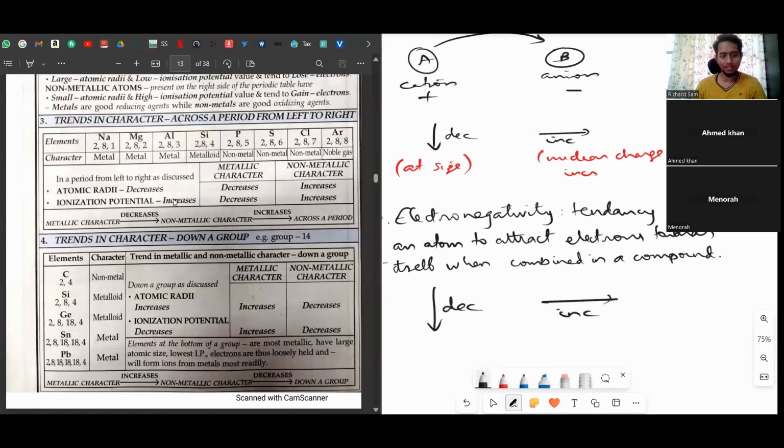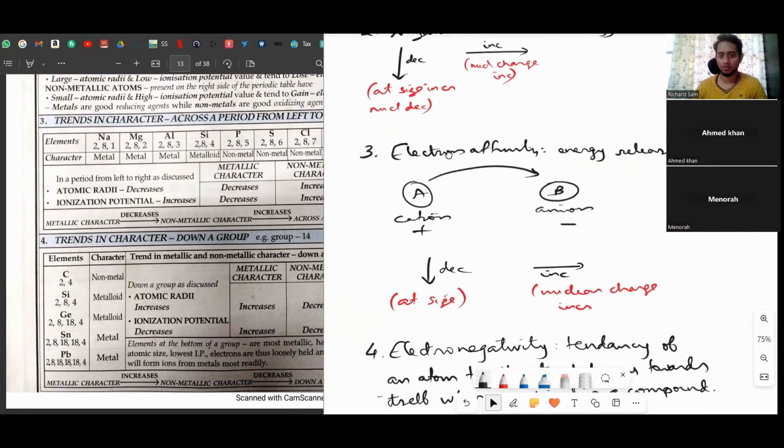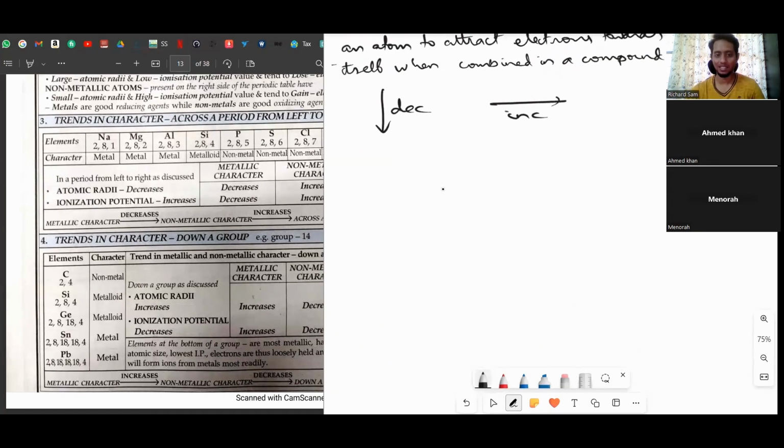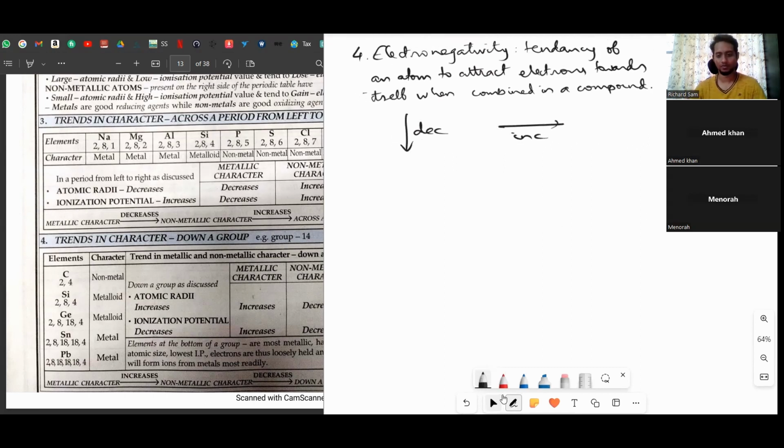What happens to the metallic character as you go down the group? Increases. Okay, why does it increase? What's the meaning of metallic character? When do we say a metal has a strong metallic character? When it loses its valence electrons. Yes, the easier it loses its valence electrons, the more metallic character it has.